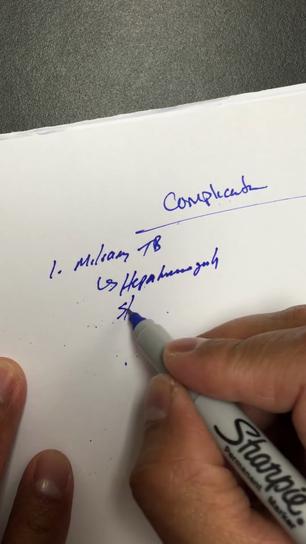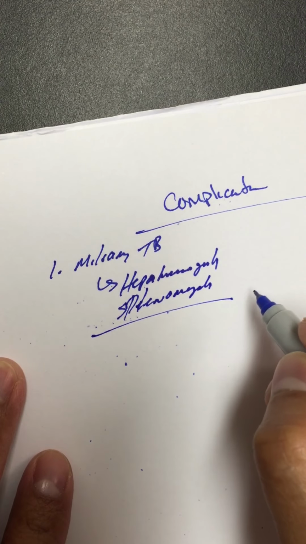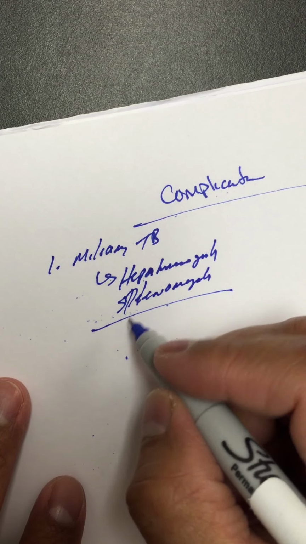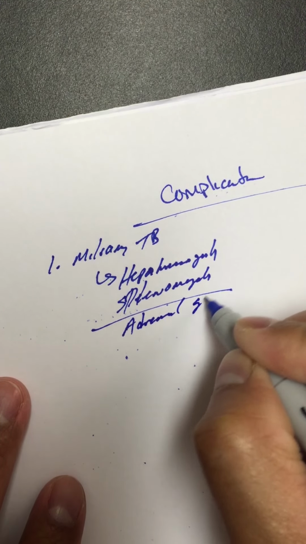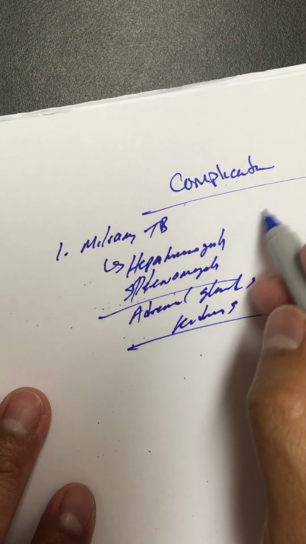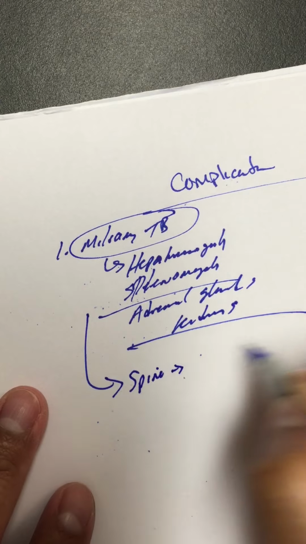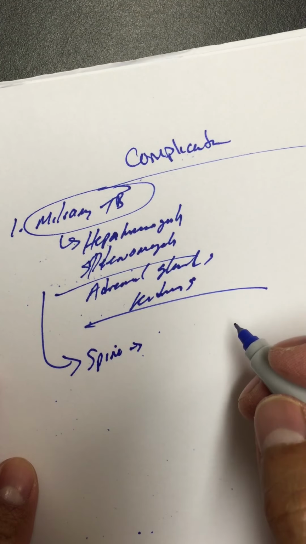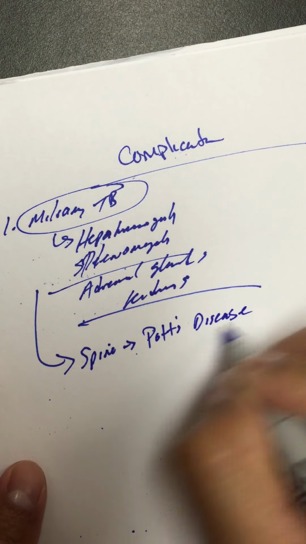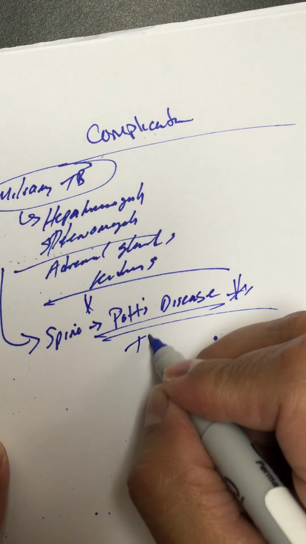Let's go to your spleen, causing splenomegaly or enlargement of your spleen. Can affect your adrenal glands and kidneys. Now, if TB spreads to your spine, this will result in some deformity of your spine, something called Pott's disease. So if you see Pott's disease on your NCLEX, think TB.